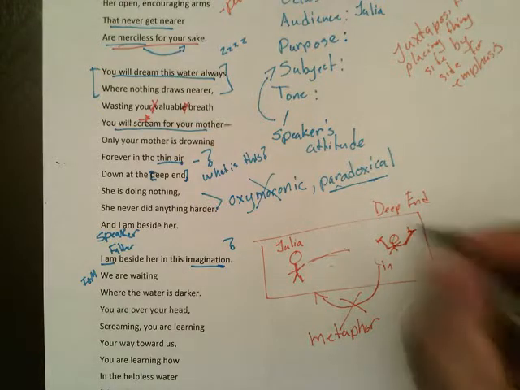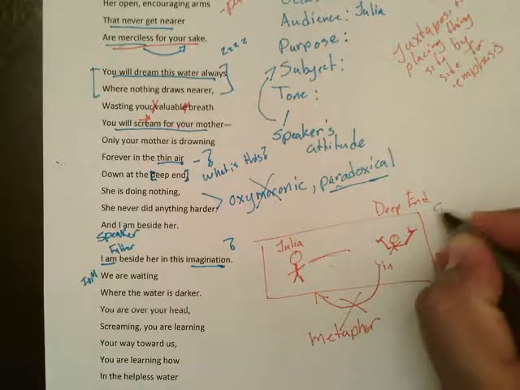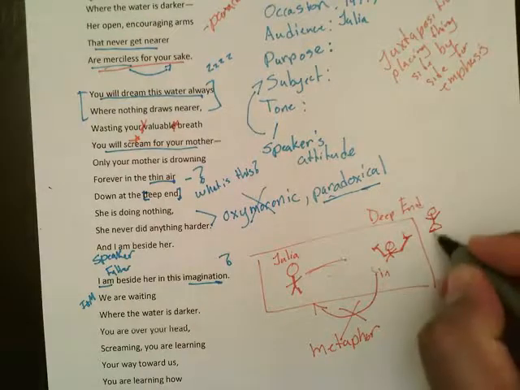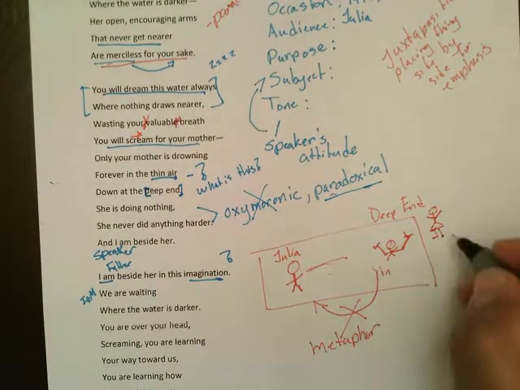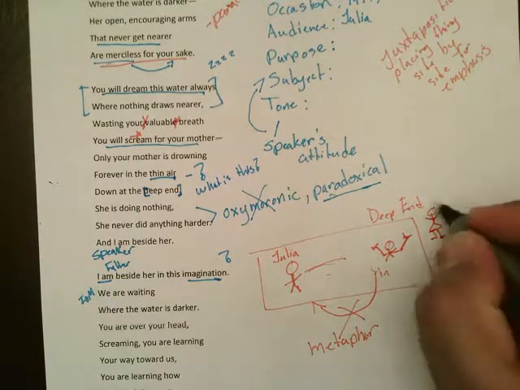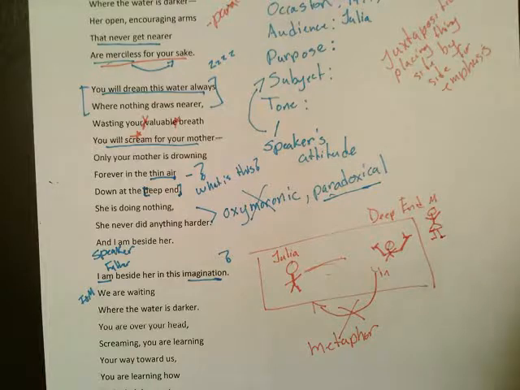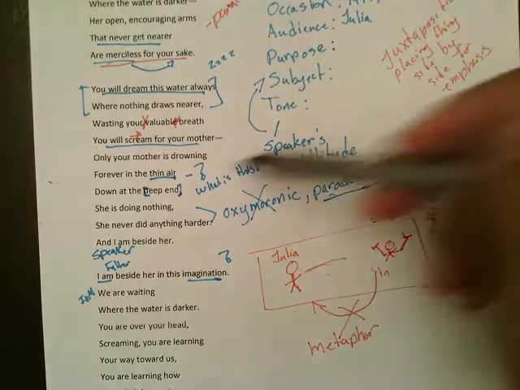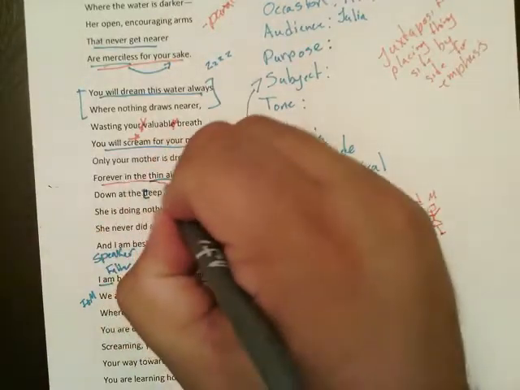Alright, so at this deep end then, here is the mother. I'm going to draw her with a skirt. I'm not trying to be stereotypical, just my drawings are really bad. And to distinguish, I'm just going to put an M above here. And maybe the father is Scottish and he's wearing a kilt. I don't know. So here is the mother, and she is wading down at the deep end, but she's drowning forever in thin air.